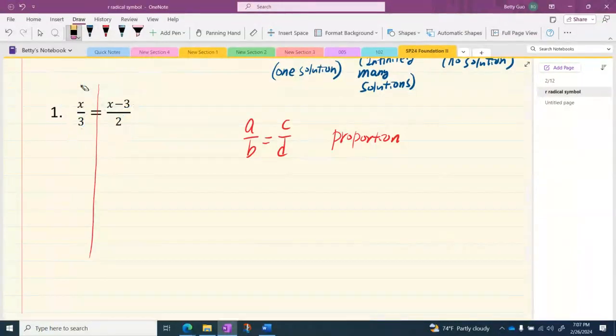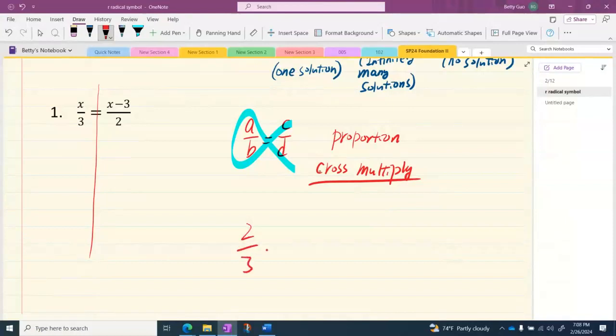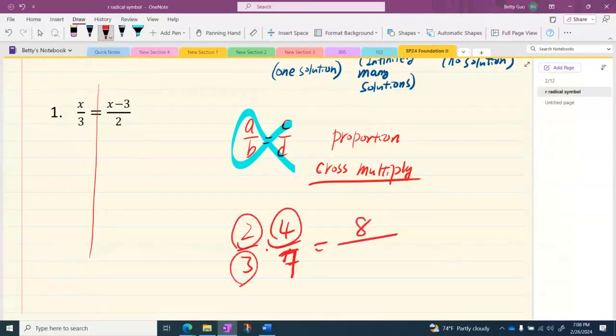A proportion has a special way to solve it. It's called cross multiply. I believe you heard about it, and it's so different from multiply cross. What is multiply cross? Multiply cross is when we multiply two fractions: we multiply the two numerators, multiply the two denominators, right? That is multiply cross. It has nothing to do with cross multiply.